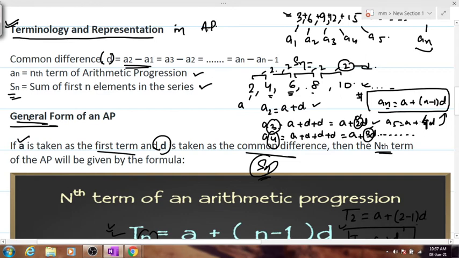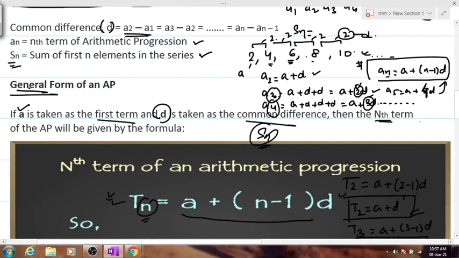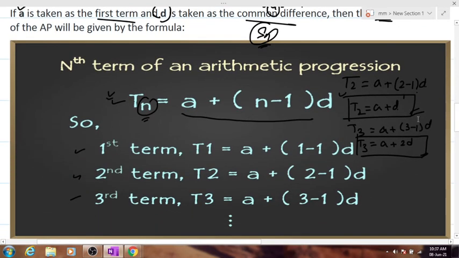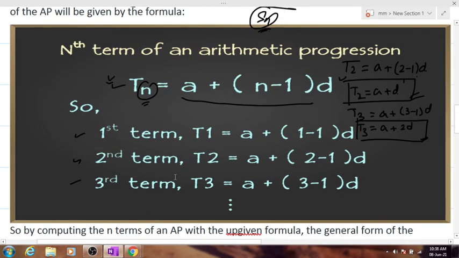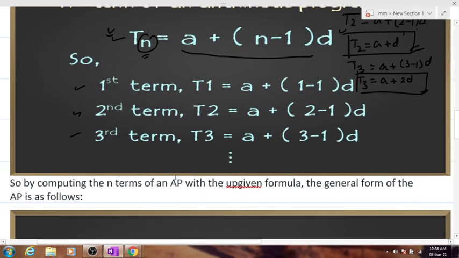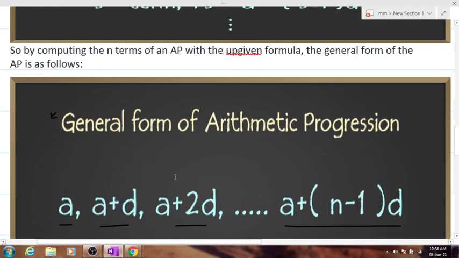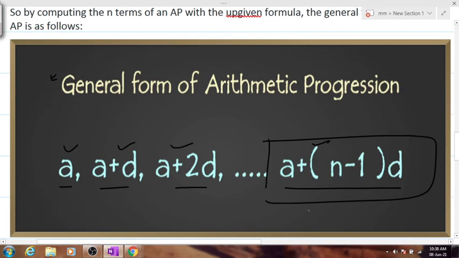Did everybody understand this properly? Yes, sir. Now should we move on? Yes, sir. And I feel you have written this general form of arithmetic progression. These are your numbers. Clear? This is how the general form is reached. Clear, everyone? Should we move on to the next one?